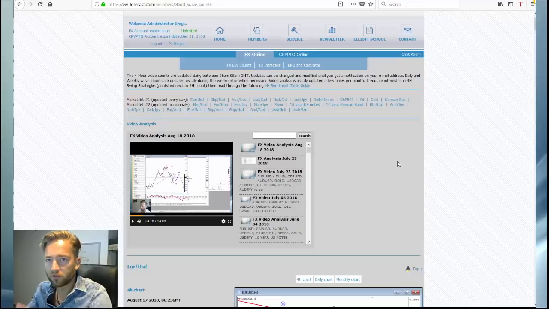a new technical update for euro dollar and pound yen. I posted a video on these two 10 days back or so, so it's good timing for a new update because the market moved very nicely recently.